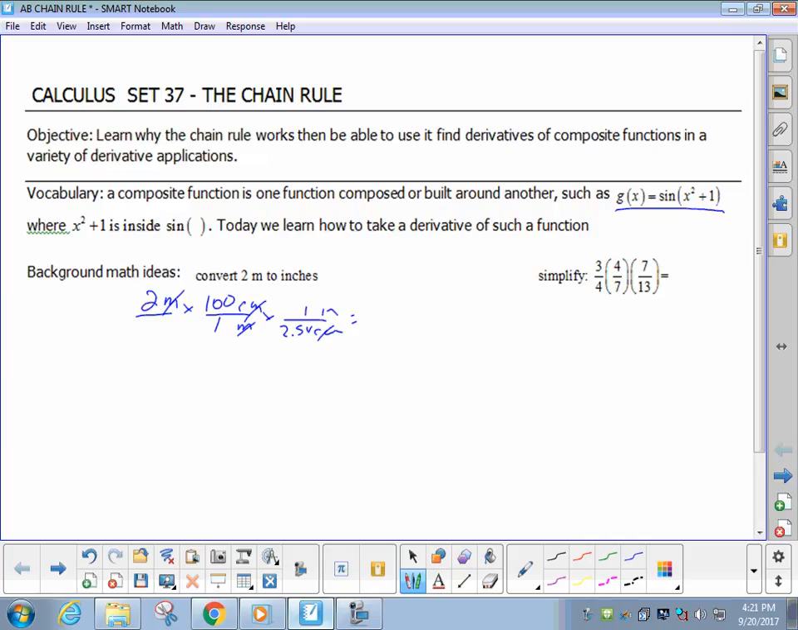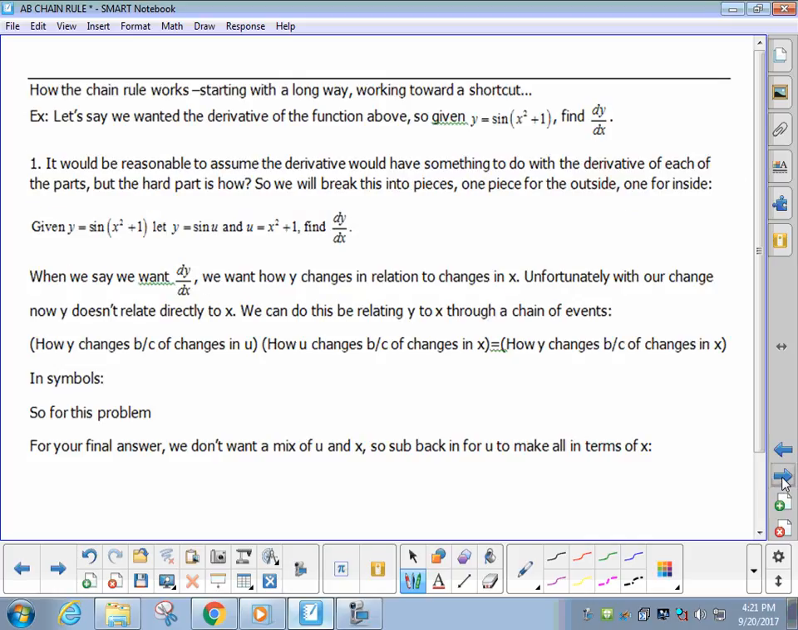Same with that whoosh on a fraction case. I can whoosh, whoosh, denominators and numerators that are the same, giving you 3/13. That whoosh is about to happen in the chain rule. So here we go, getting back to that derivative of sine of x squared plus 1.